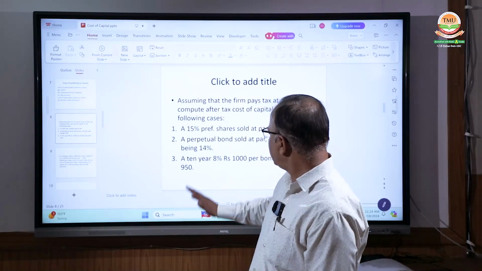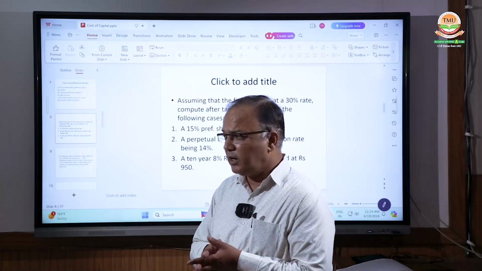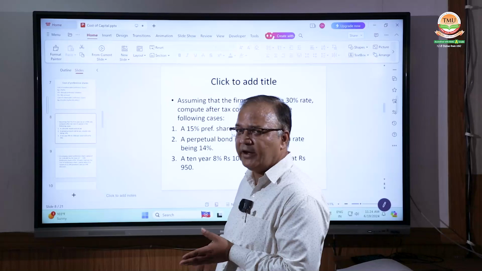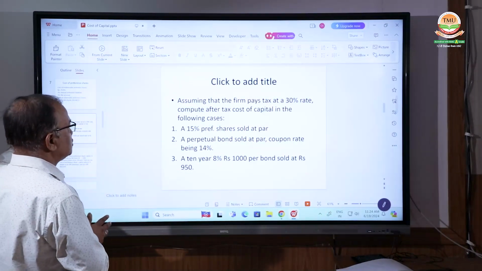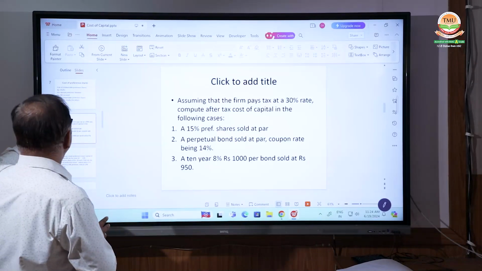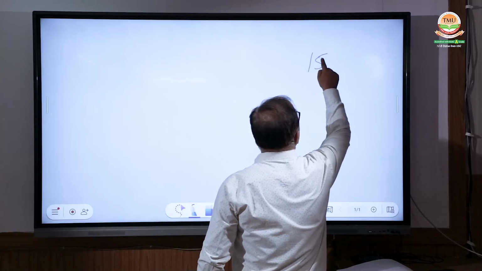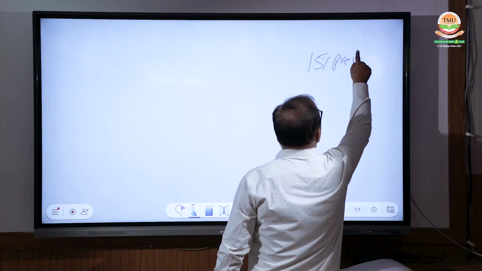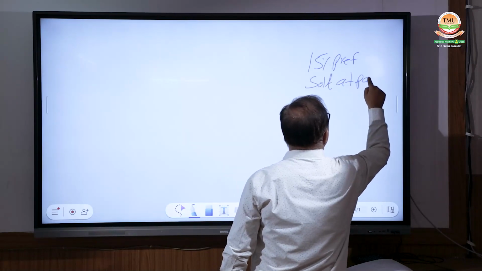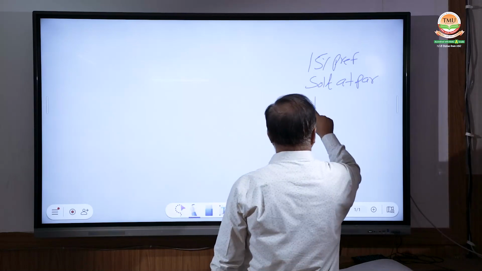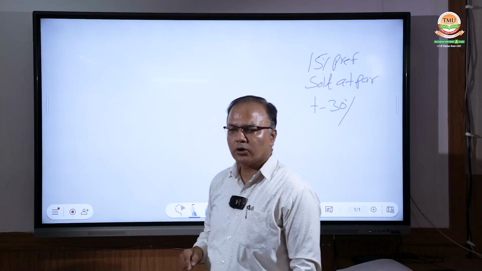Again, if you have to calculate the cost of irredeemable debt, it's a simple formula. Kd is equal to interest into (1 minus t) divided by net proceed. Let's do the problem. 15% preference share sold at par, tax rate is 30%. You have to calculate the cost.